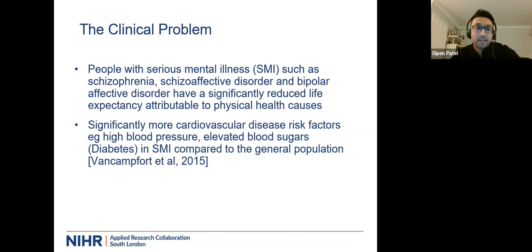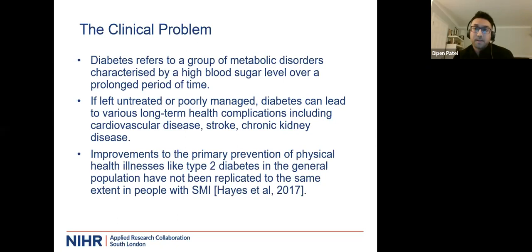So just briefly, diabetes refers to a group of metabolic disorders where an individual has a high blood sugar level over a prolonged period of time. If left untreated or poorly managed, diabetes can lead to various longer-term healthcare complications, including cardiovascular disease, strokes, and chronic kidney disease, to name but a few. And again, this is well documented in the literature now.